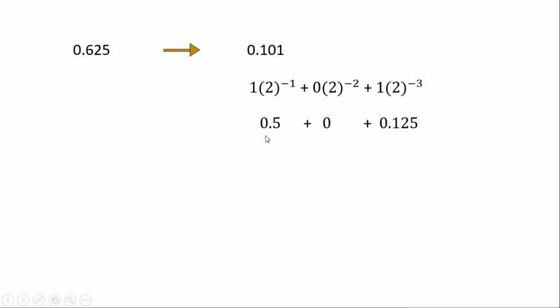Now, if we write this fractional binary number in negative powers of 2 as we wrote the decimal fractional number in negative powers of ten, then it will become 1 into 2 to the power minus 1 plus 0 into 2 to the power minus 2 plus 1 into 2 to the power minus 3, which equals 0.5 plus 0 plus 0.125 equals 0.625, which proves that the binary numbers are base 2 numbers.